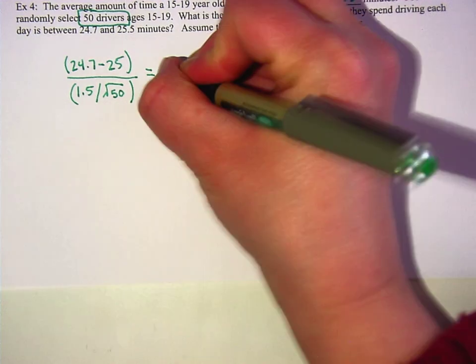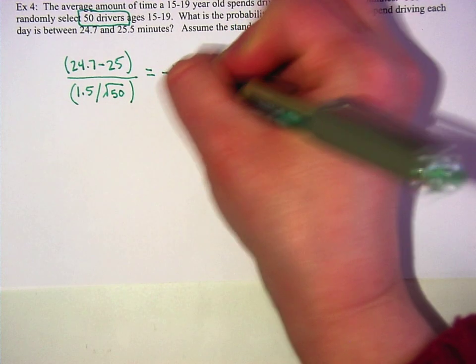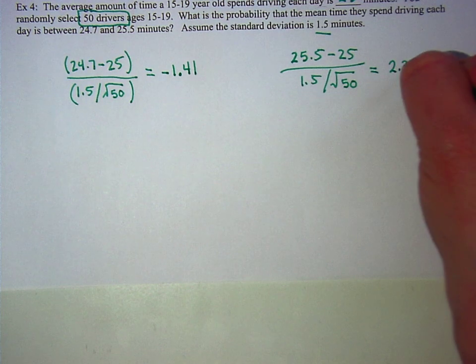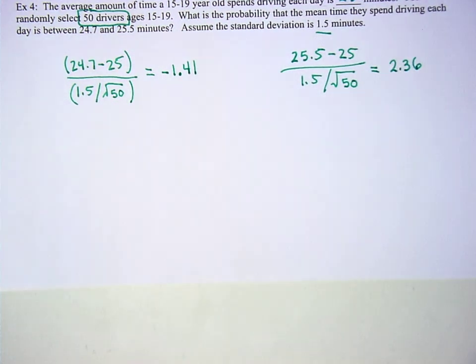Correct answer for this is negative 1.41 for this one, and this one is 2.36. It worked. Nice. But you did have to have it on the top, just not on the bottom, because it ended up flipping the fraction, which worked anyway. Yeah, just multiply the square root of 50 on the top. Okay. So now I've got two z-scores. So now you've got to look up on your A16, A17 sheet.